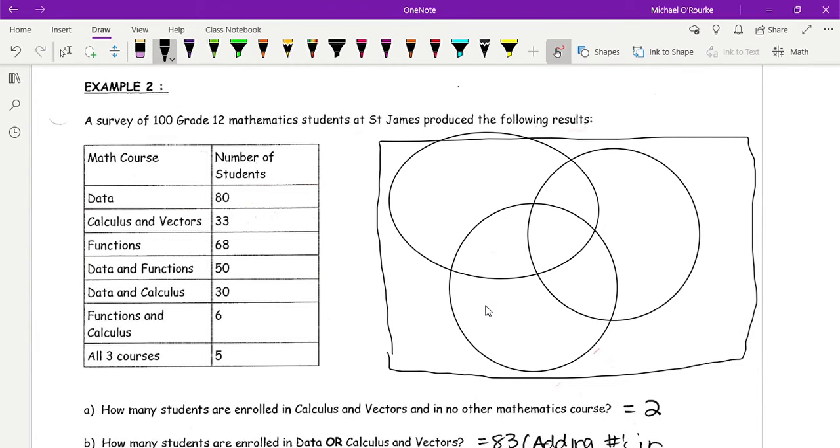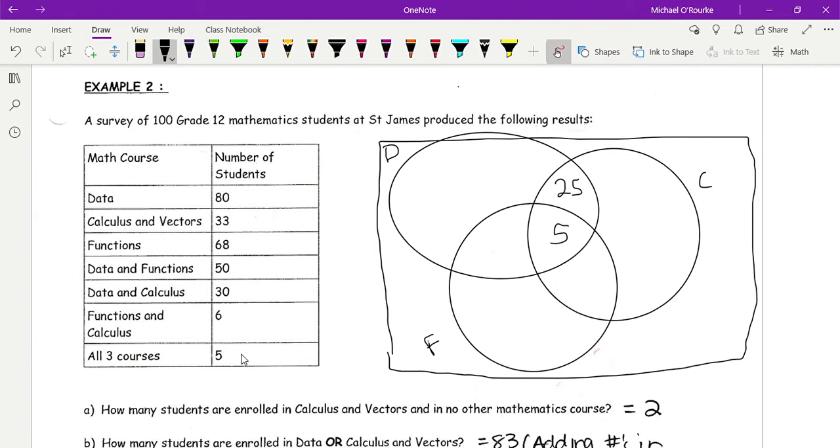So how do we build this from where to where? You start from the middle. Well, first of all, we need to label data. It doesn't matter which way you go. Then what do we do as we go out? Subtract. Good. So if we take a look at data and calculus, we have 30. So what number is going to go in here? 25. 30 minus 5. Because these people are already counted.